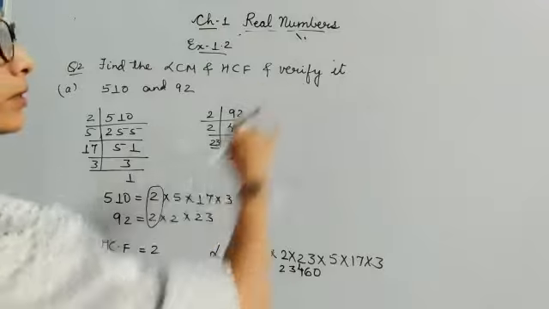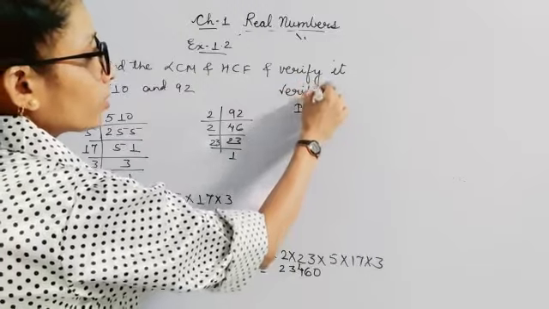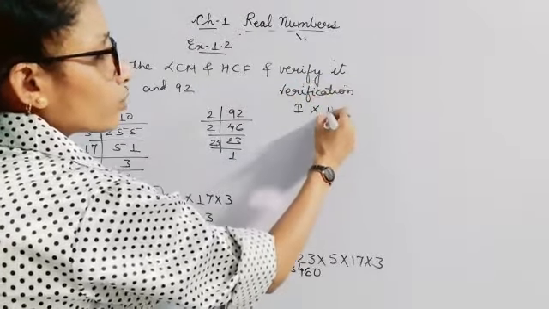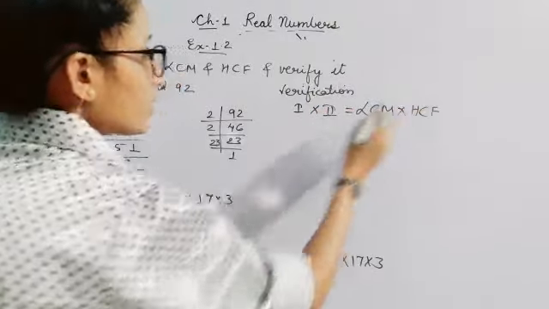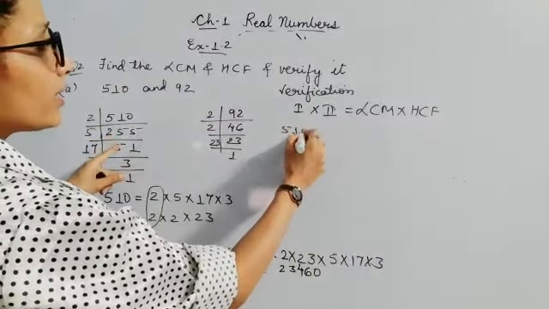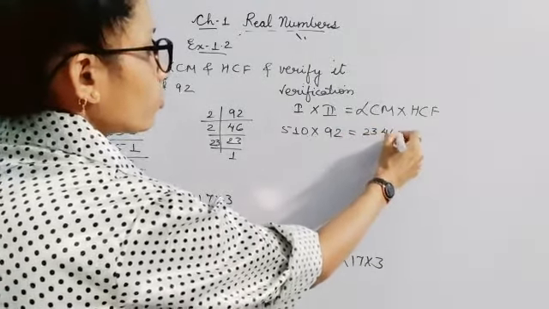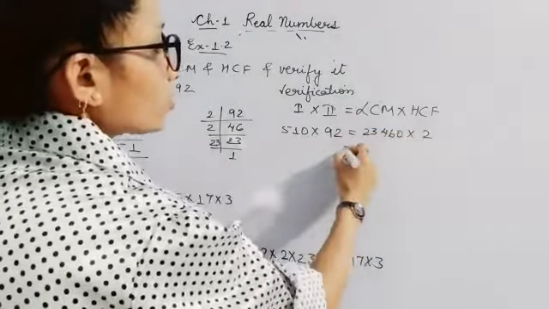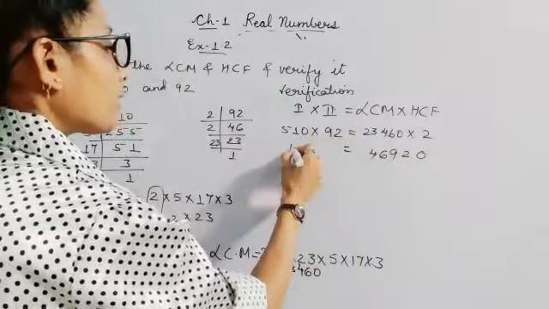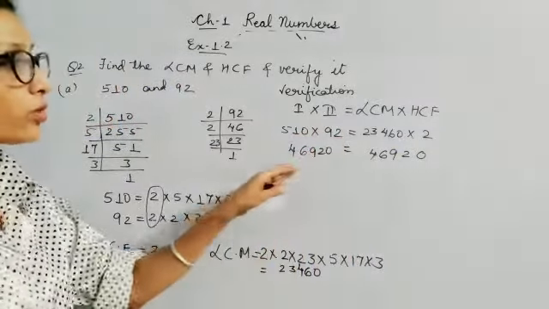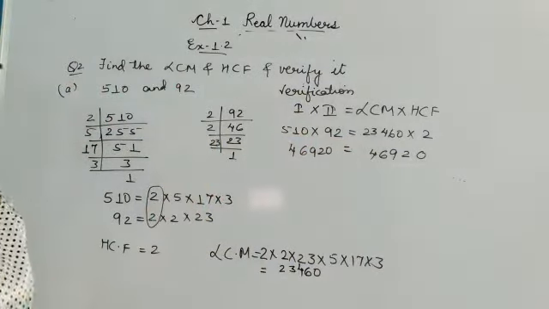Now the next part is to verify it. So for verification, I know product of two numbers should be equal to product of its HCF and LCM. So your first number is 510 into your second number is 92. Your LCM is 23460 and your HCF is 2. You just multiply them. 6 2s are 12, 4 2s are 8, 3 2s are 6 2. And by multiplying these again, you will be getting it as equal to 0. If these two come out to be equal, that means verification is done.